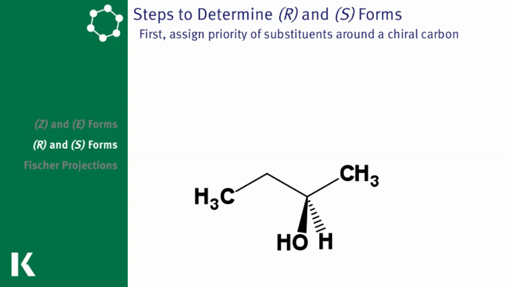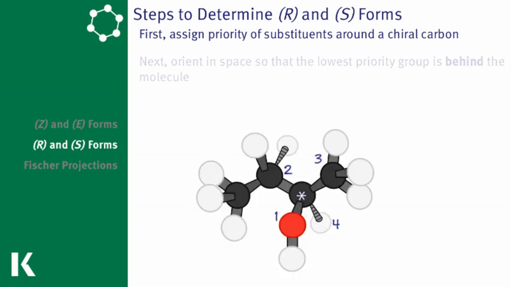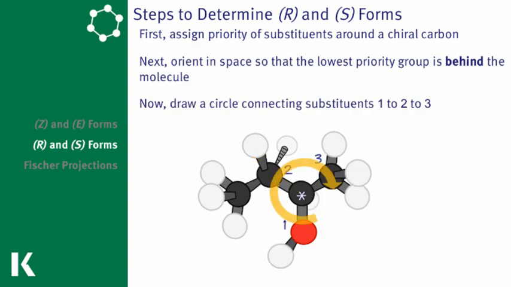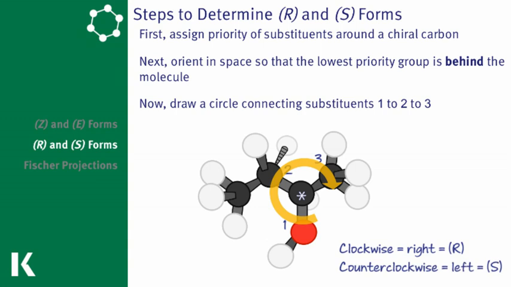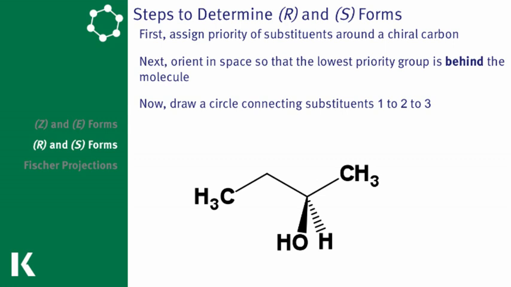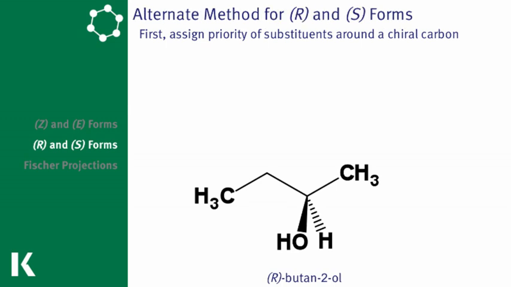Priority is determined in the same way as with Z and E, by atomic number. A molecule that is already in wedge dash notation, such as this one here, will be easiest to imagine in 3 dimensions. Just line it up so that the lowest priority substituent is pointing away from you, and draw a circle from the first priority substituent to the third. The circle we draw in this instance happens to be clockwise, and so the chiral carbon is displaying R stereochemistry. Just like Z and E, R and S labels also go at the beginning of the molecule's name, and so this one is R-butan-2-ol.